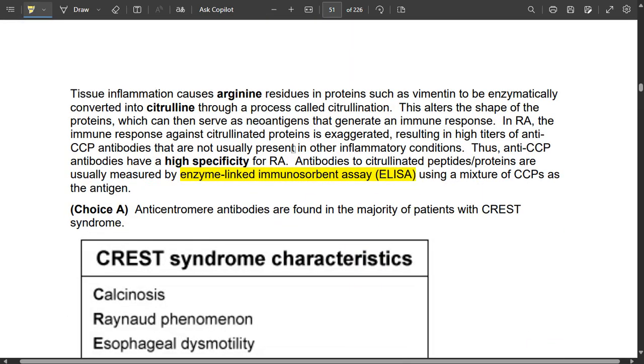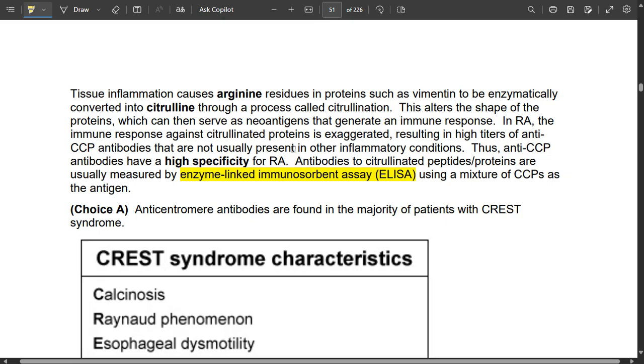Tissue inflammation causes arginine residues in proteins, such as vimentin, to be enzymatically converted to citrulline. So this is how rheumatoid arthritis occurs. There is tissue inflammation, and vimentin is a protein present in, let's say, cartilage. Vimentin protein has the amino acid arginine, which is enzymatically converted to citrulline by a process called citrullination. This alters the shape of the protein, which can then serve as a new antigen that generates an immune response.